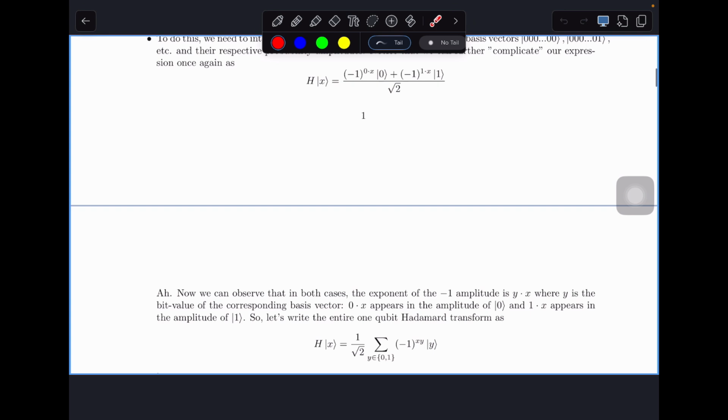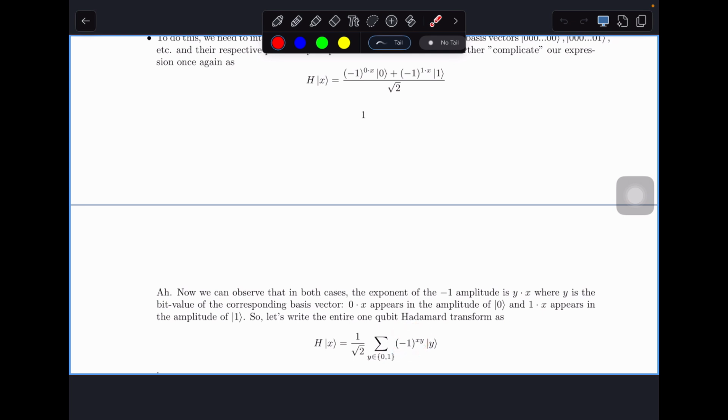So in both cases, the exponent of the minus 1 amplitude is the input value x times y, where y is the value of the term that we're working with. So if we're working with the 0, then the exponent of minus 1 is 0 times x. And if we're working with the 1, the exponent is 1 times x. And this allows us to compactify this into a single term, a single nice sum right here.